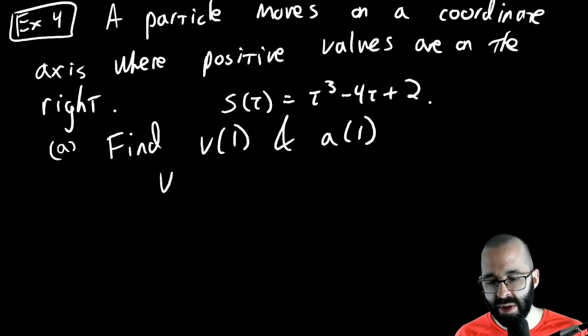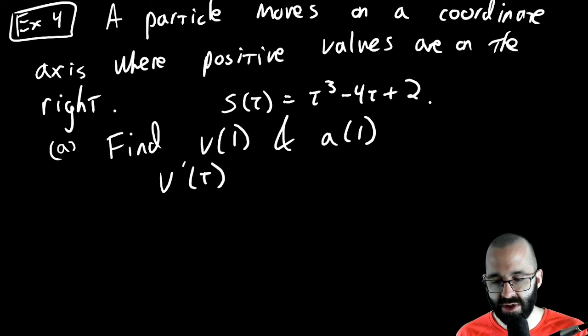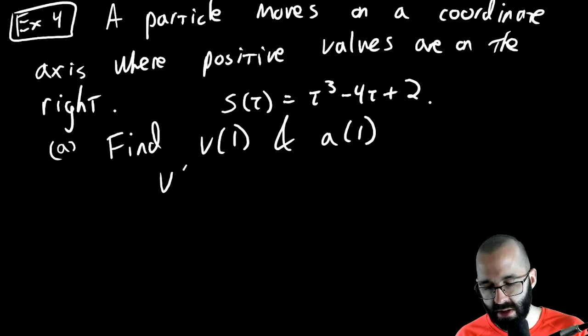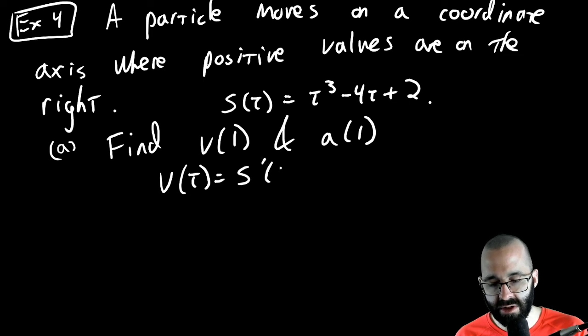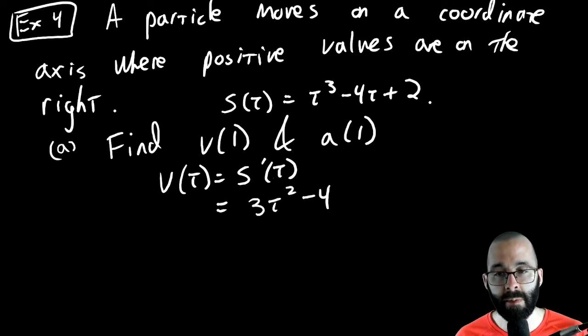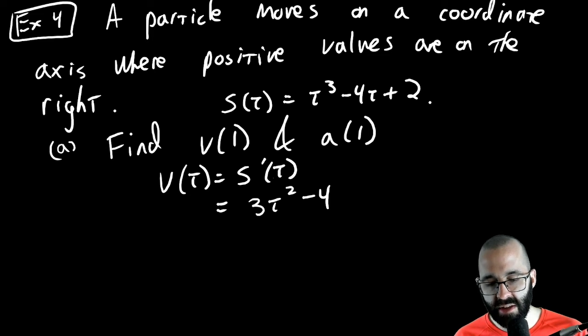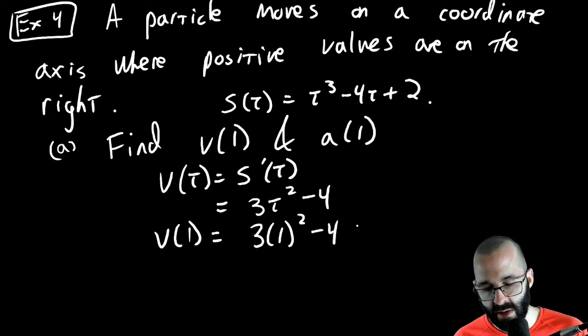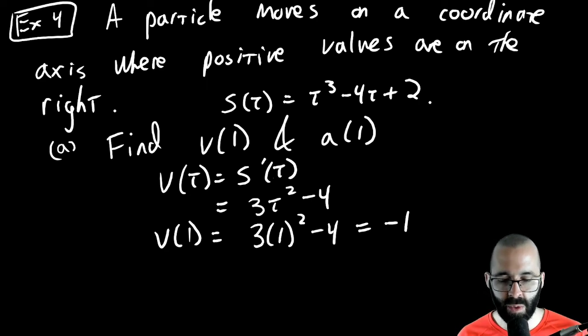So to find the velocity after 1 second, we first have to find the velocity in general. The velocity in general is just the derivative of the position function. Using the power rule, that gives us 3t squared minus 4. So specifically, the velocity after 1 second is just going to be 3 times 1 squared minus 4, which is negative 1. We weren't given any units here. So v of 1 equals negative 1.